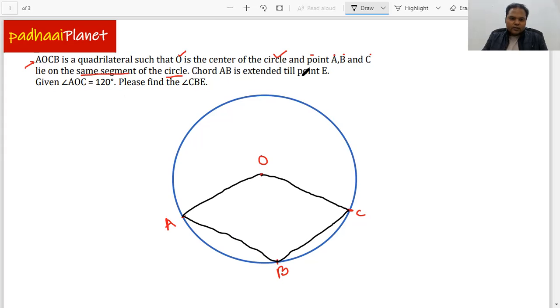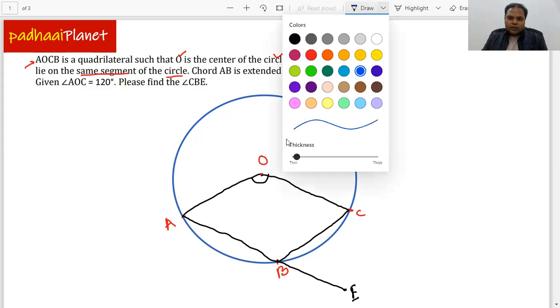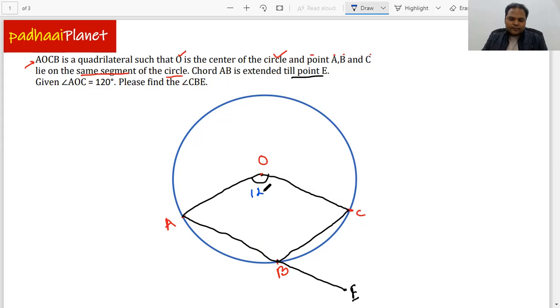Now, what they're saying in the question is that chord AB is extended further, and say that's E here. Given is angle AOC equal to 120 degrees. So this angle is given as 120 degrees, and we need to find out the angle CBE.